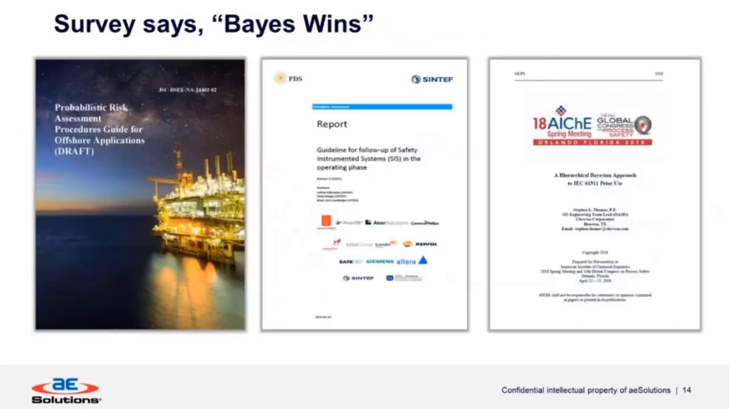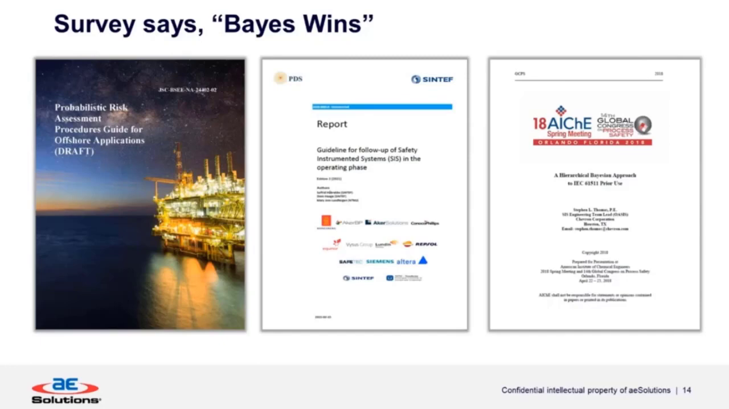Okay, survey says Bayes wins. The good news is there's 2 types of statistics. Yes, sorry, that's the bad news. The good news is Bayes is recognized, and you need both. You do need both, but put your effort into learning Bayesian inference, because all of the 3 I have listed here and many others are Bayesian, and are coming out with incredibly strong statements that Bayes is the only way to do, for example, probabilistic risk assessment.